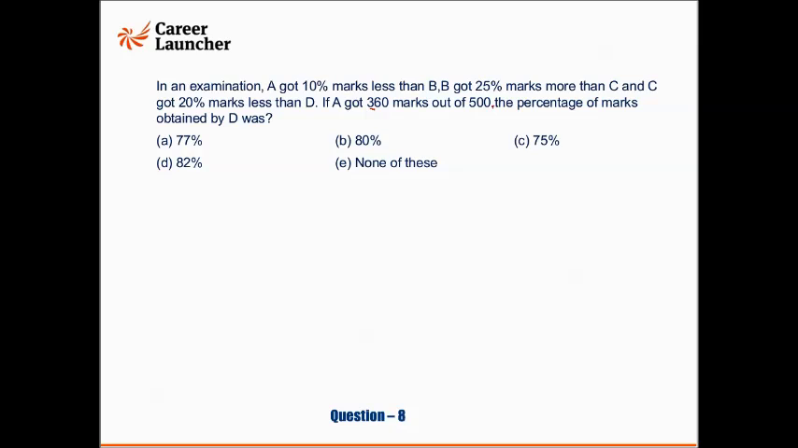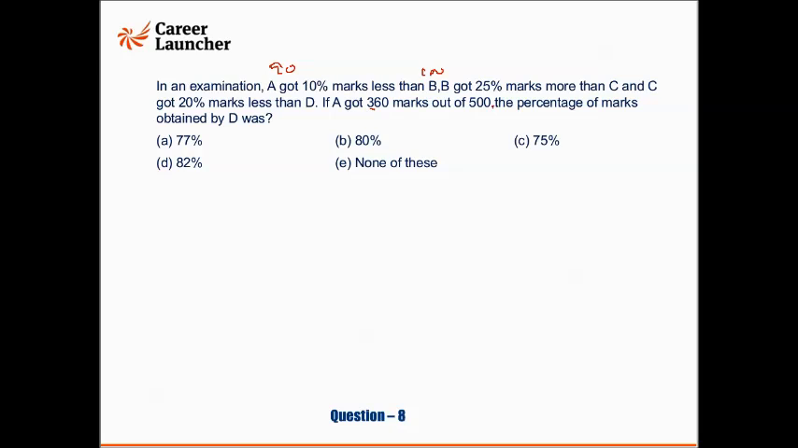Now B got 25% marks more than C. That is 80 plus 25% of that 80. So we'll get 100. B had got 100 marks. A got 10% marks less than B. B had got 100 marks. A got 10% marks less. That means A has got 90 marks.